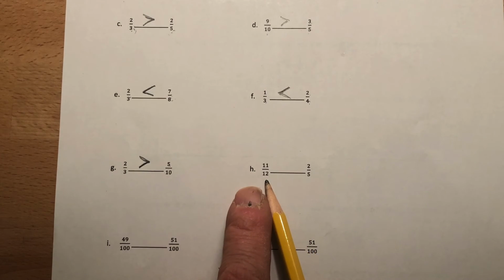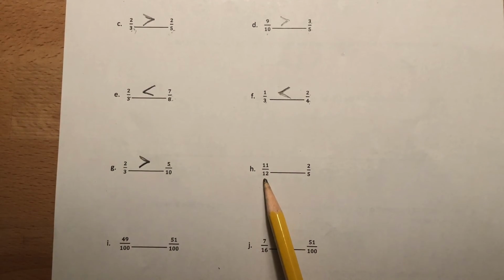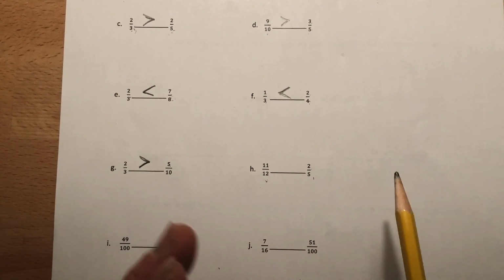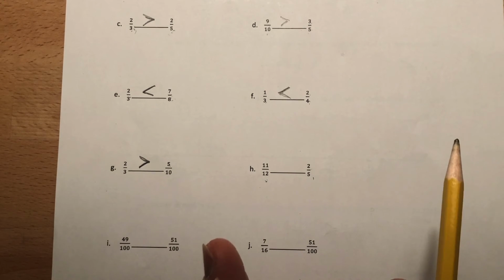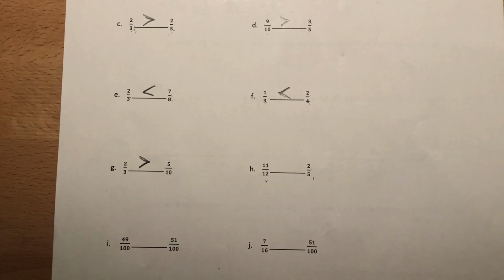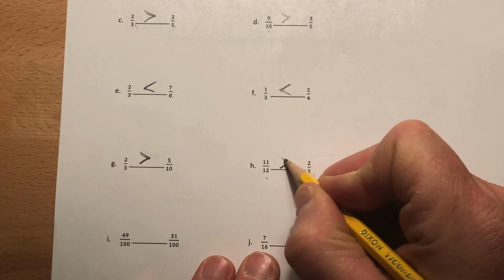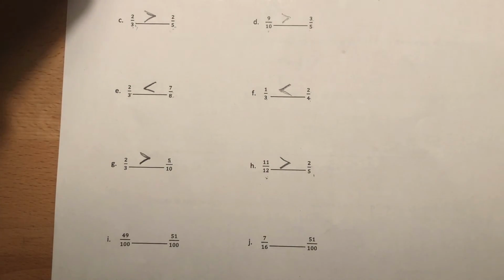11/12. Wow, super close to being 1. It's just 1/12 away from being at 1. Then there's 2/5, which, the halfway point in 5, there is no halfway point. 2/5 is less than a half and 3/5 is more. So this is less than a half.